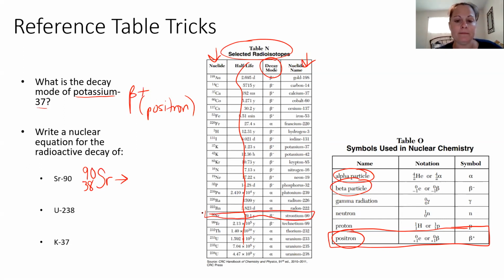on Table N, and it looks like it spits out beta particles. What does a beta particle look like? I go to Table O, and I can write it either of these two ways. 0, -1. I'll use B this time for beta. You could have written E, it doesn't matter.